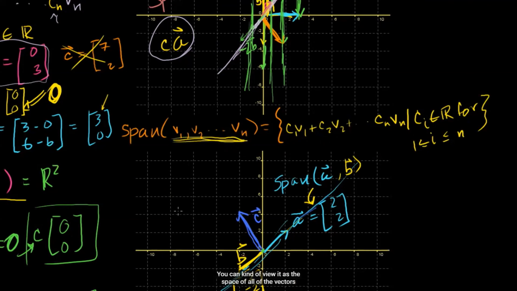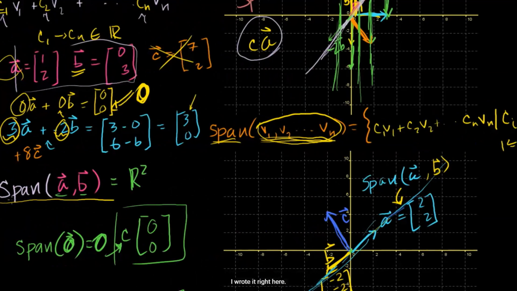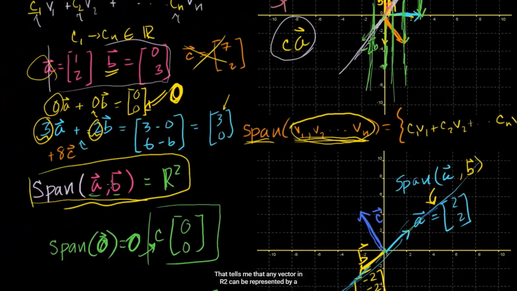You can kind of view it as the space of all of the vectors that can be represented by a combination of these vectors right there. And so the word span, I think it does have an intuitive sense. If I say that, in my first example, those two vectors A and B span R2, I wrote it right here. That tells me that any vector in R2 can be represented by a linear combination of A and B.